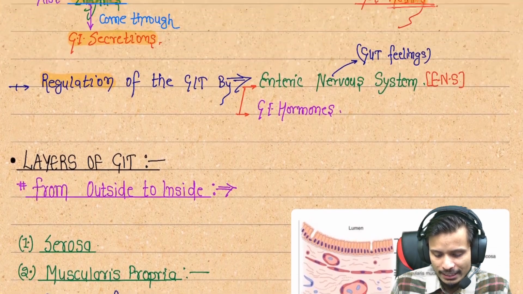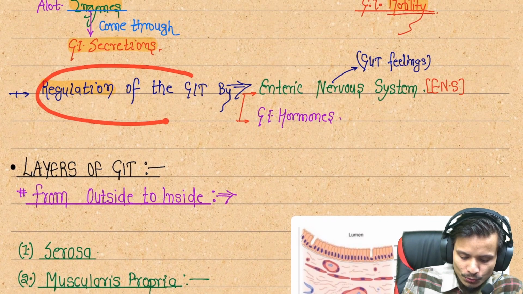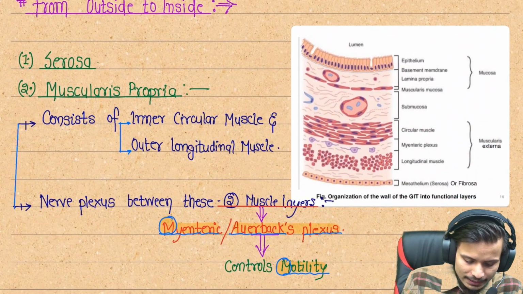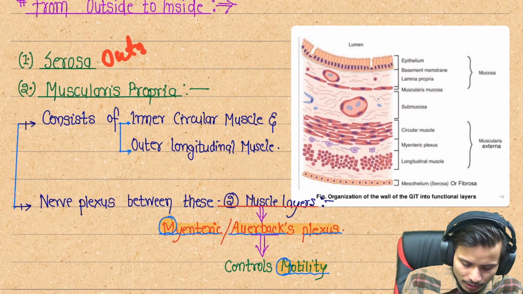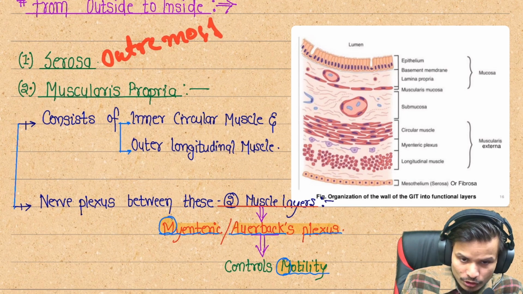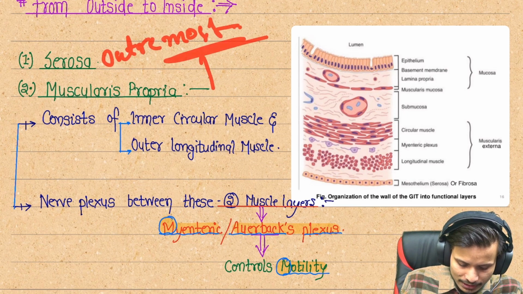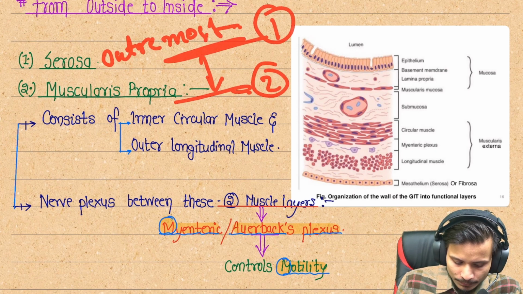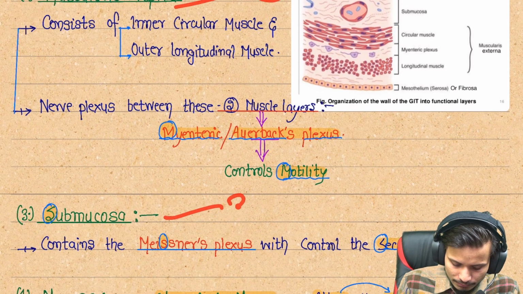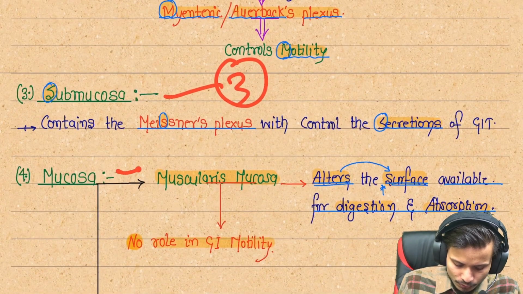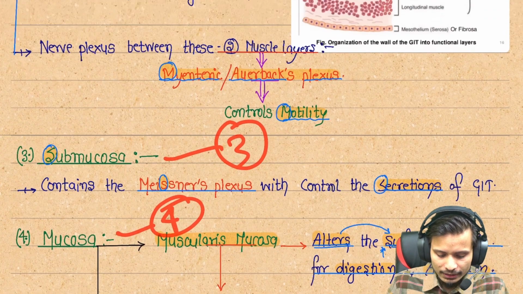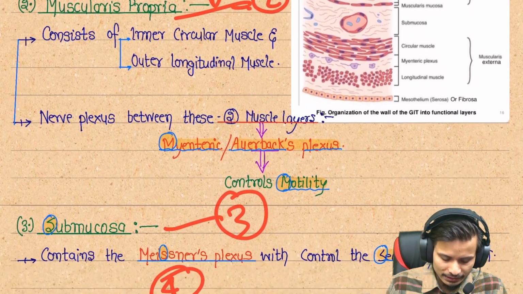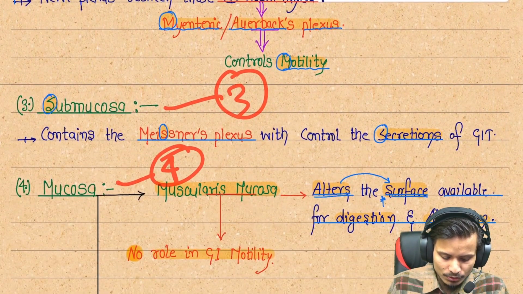Basically what we discussed above, how the GIT system is regulated, that is the enteric nervous system and GI hormones. So let's see, serosa is the outermost layer. The second one is the muscularis propria, the third one is the submucosa, and the fourth one is the mucosa. So these are the four layers.